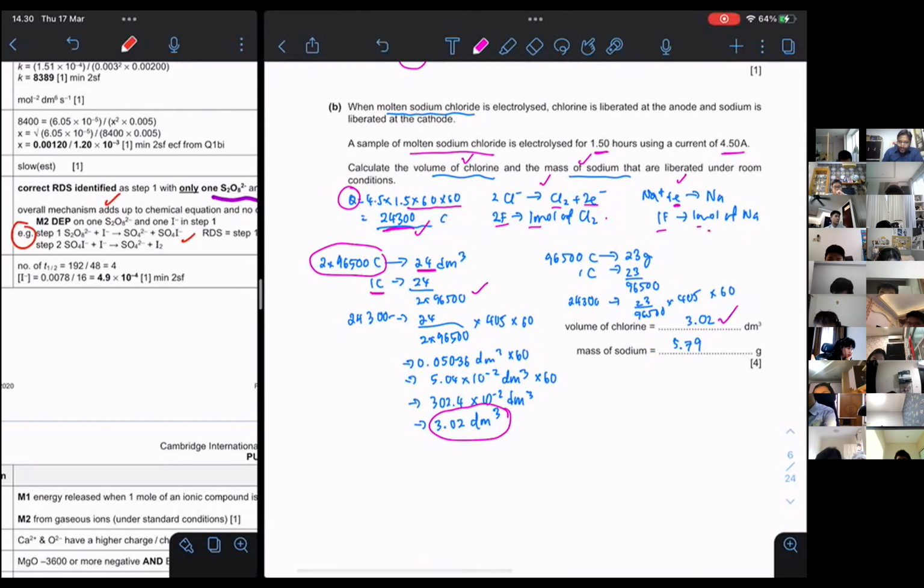And for sodium, 1 mole of sodium is going to be 23 gram. So 1 Faraday is 96500 coulombs. And then after that, what is the mass? When I calculate, I will get 5.79 gram.